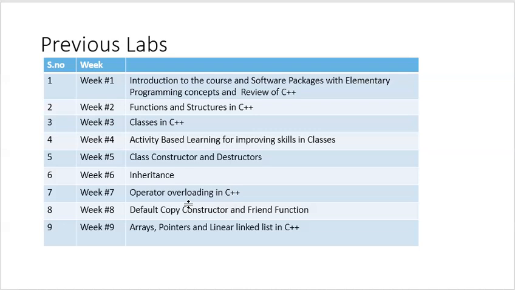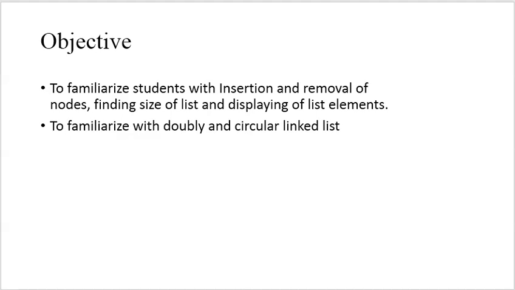In the 9th we did a little bit of introduction to the linear linked list. In this lab we will do the remaining part of the linear linked list and the doubly and circular linked lists. The main objectives of this lab are to familiarize students with insertion and removal of nodes, because for removing nodes you first have to create nodes, since we cannot remove nodes from an empty linked list. Then finding the size of the list and displaying its elements, meaning that you display the elements which you have inserted, and also after removing, so that you can know how many nodes are left, and to familiarize with doubly and circular linked lists.